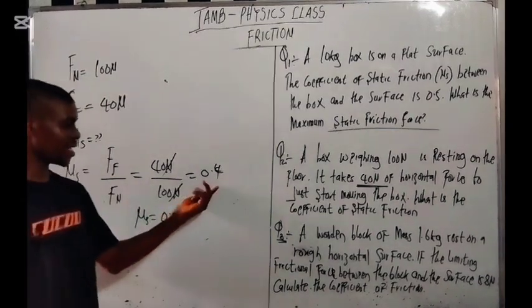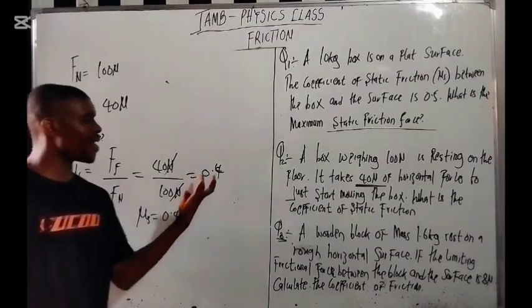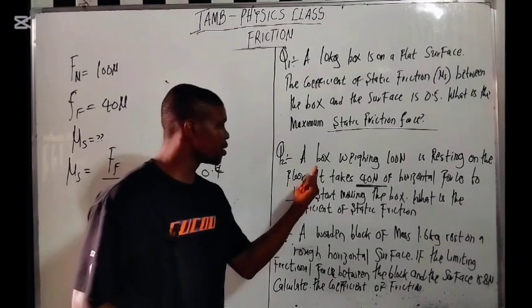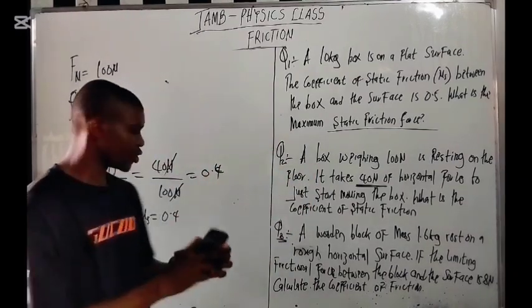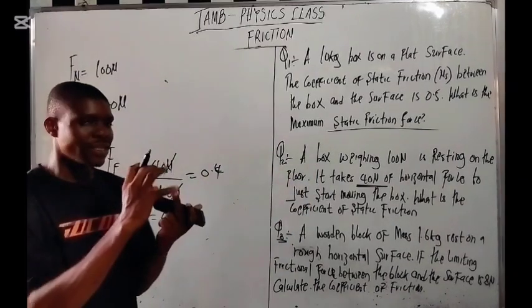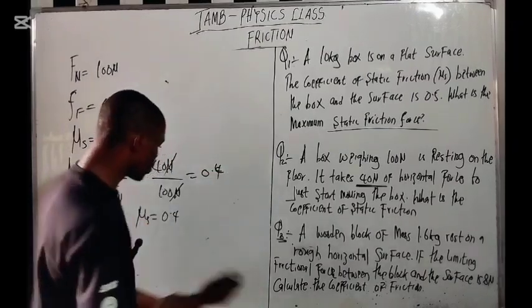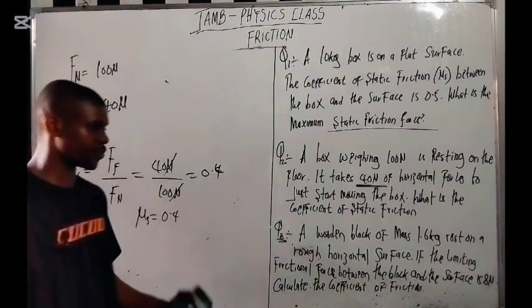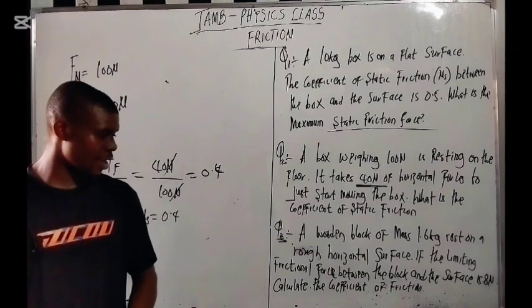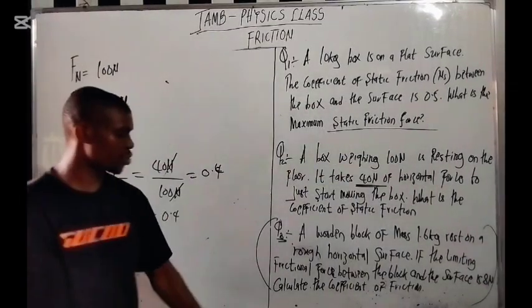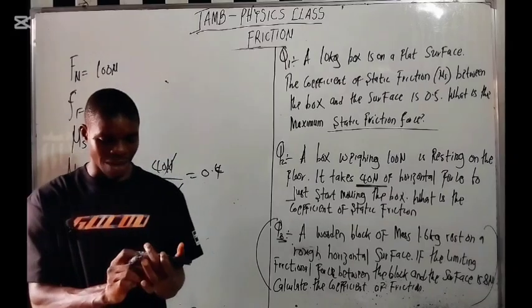Now, what does it mean here? It means that this shows the value of how sticky the floor and the bus are. So this value determines how sticky they are. That is what the coefficient of static friction is. Now, with what I've done here, you should be able to solve this question yourself. So go ahead and solve this question. We leave it at the comment section.